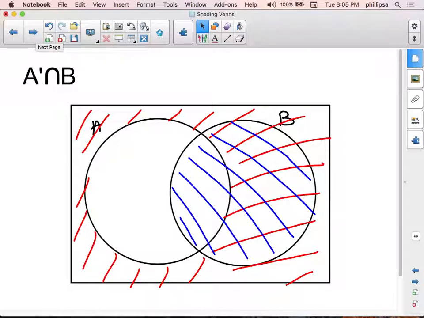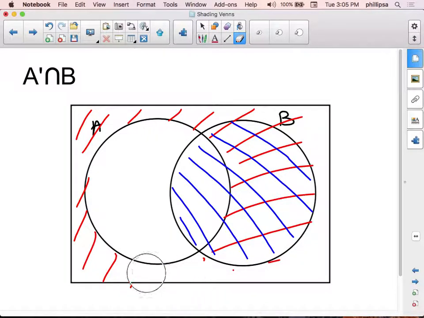Remember that whenever you have an intersection, okay, whenever you have the and, that you are going to be erasing. You're taking away everything that is not overlapped. You're looking for what those two shadings have in common. So where the red and the blue meet in this, where they crisscross, where you have double shading, is the only thing that you want. And so I'm going to erase everything else.